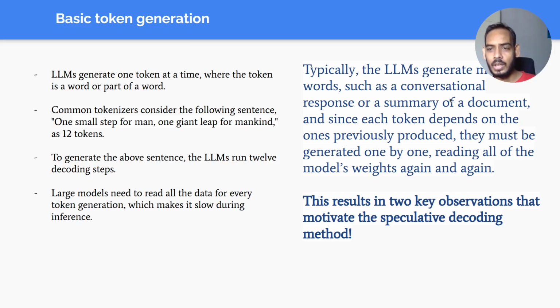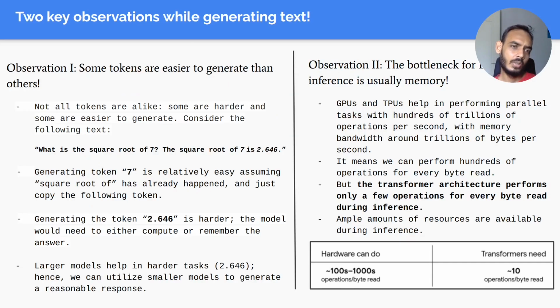There are two key observations that motivated the speculative decoding method. The first is that some tokens are easier to generate than others. The second observation is that the bottleneck for an LLM is the memory. Let's first understand what observation one talks about.